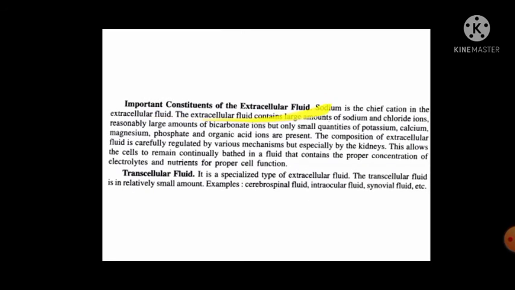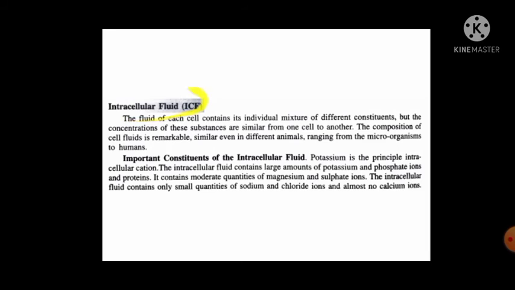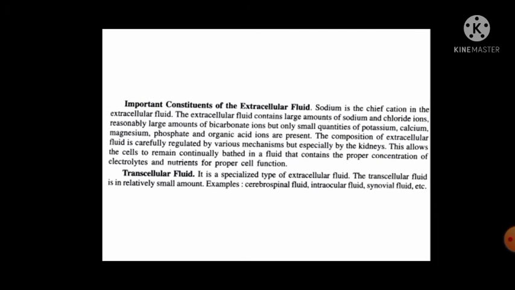Important constituents of extracellular fluid: sodium is the chief cation in the extracellular fluid. In the previous case, intracellular fluid contains potassium as the principal ion. Extracellular fluid contains sodium as the principal ion. The extracellular fluid contains a large amount of sodium and chloride ions, and a large amount of bicarbonate ions, but only some quantity of potassium, calcium, magnesium, phosphate and organic acids.